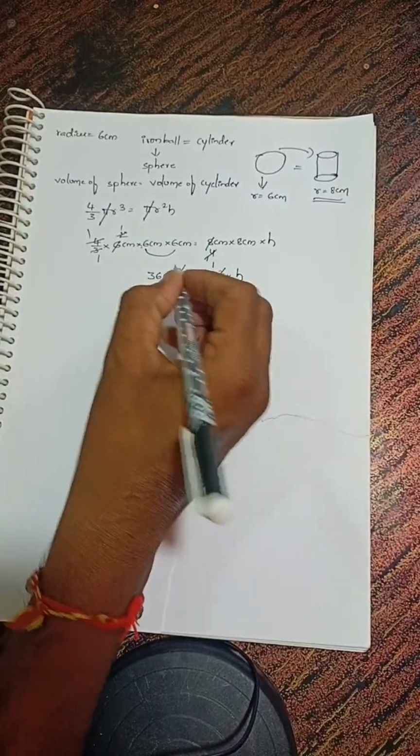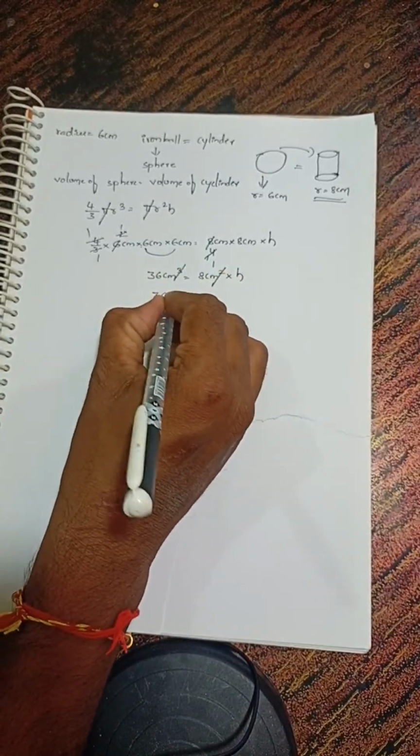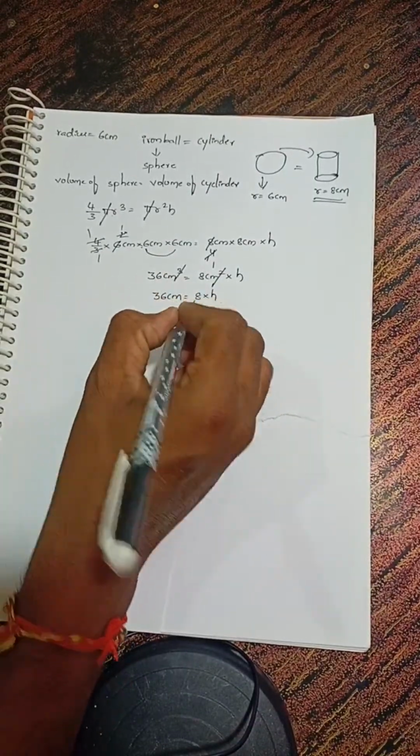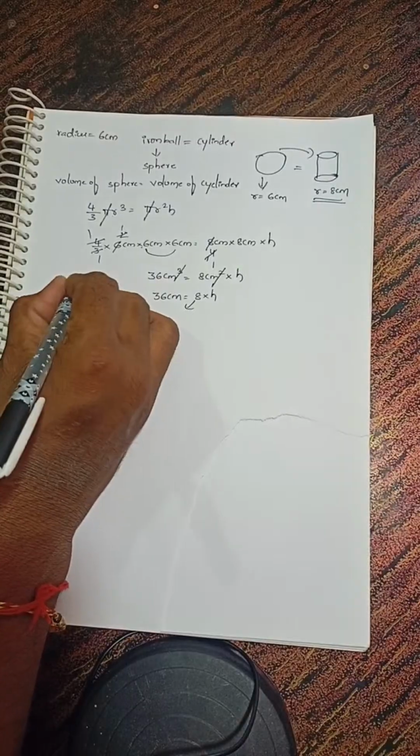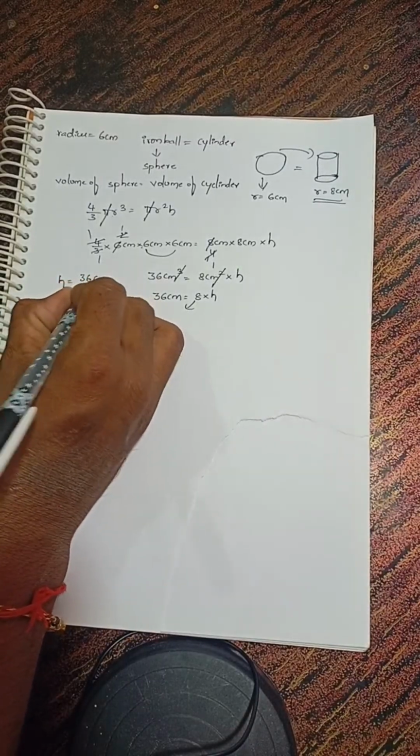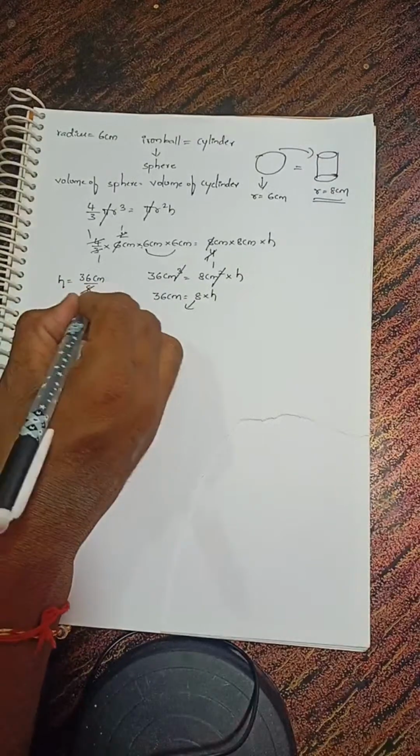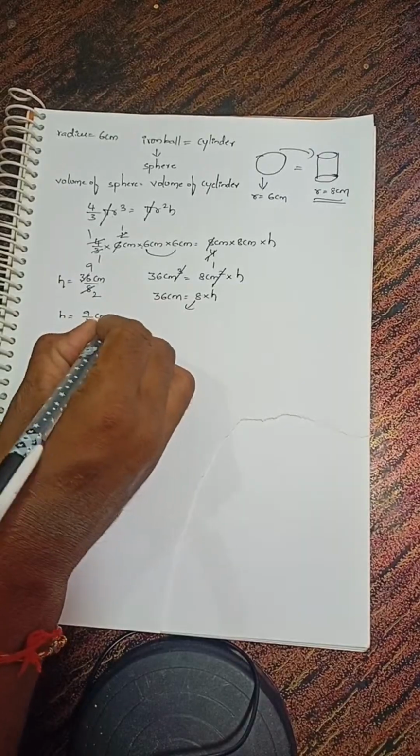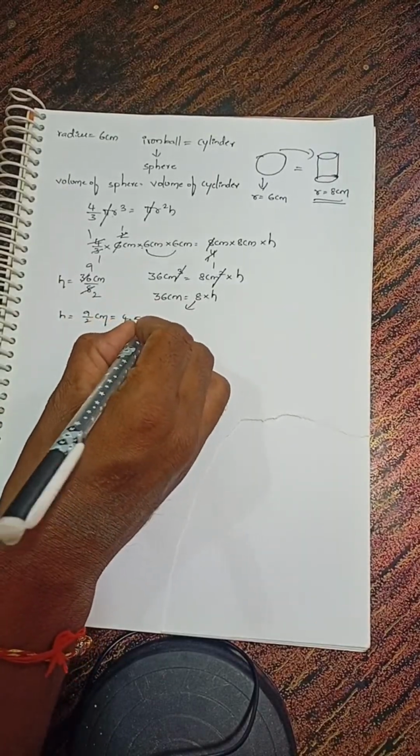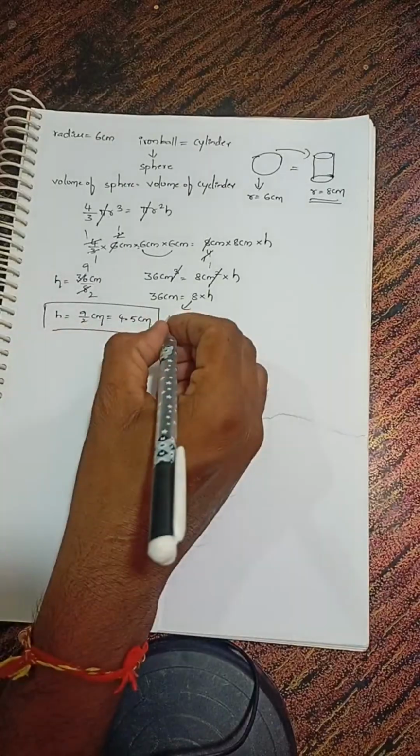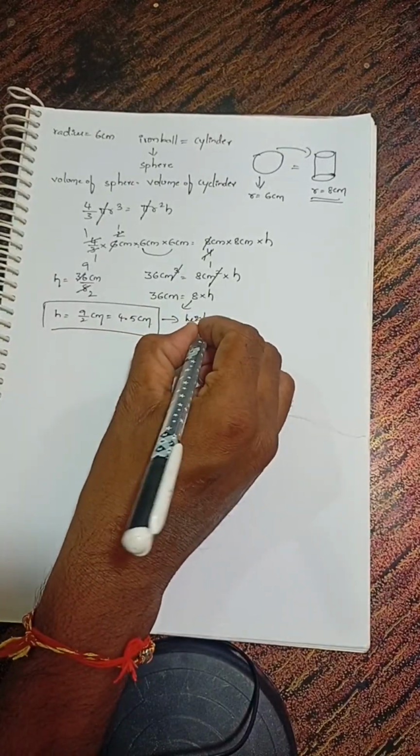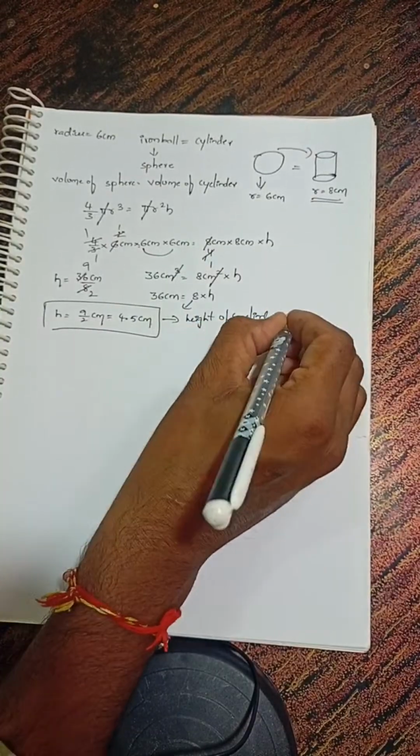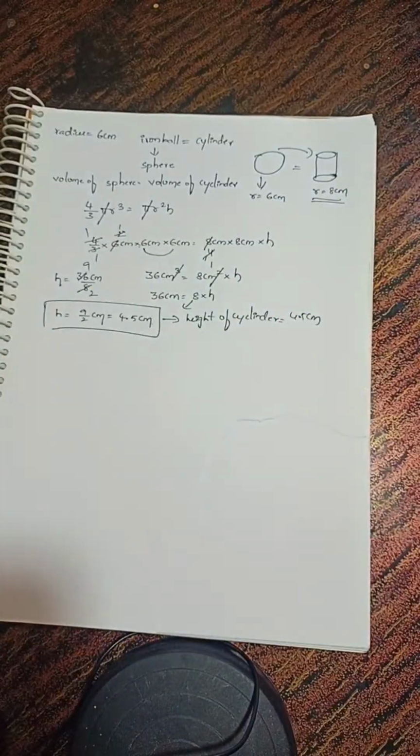So centimeter square and centimeter cube will be cancelled. We are getting 36 centimeter is equal to 8 into h. Take 8 to the denominator of the left hand side. The h value becomes 36 centimeters by 8. If you cancel, 4 twos are 8, 4 nines are 36, the h value becomes 9 by 2 centimeters. If you want to convert into decimal, we are getting 4.5 centimeter. So what is the height of the cylinder? The height of the cylinder we are getting is 4.5 centimeters.